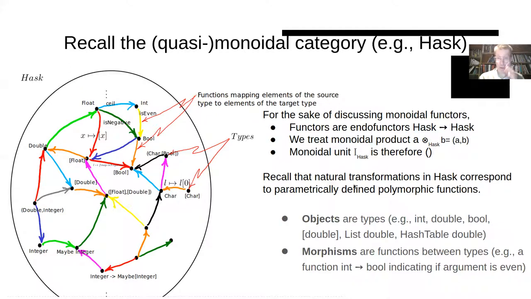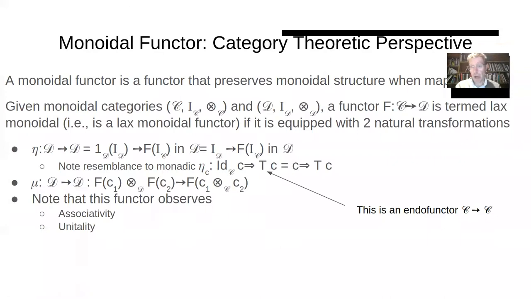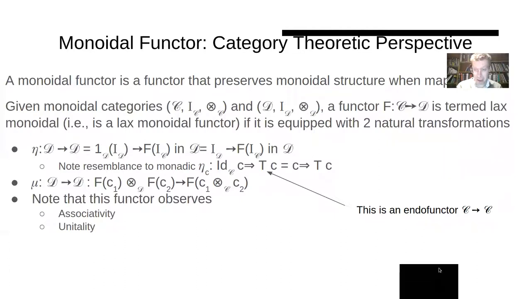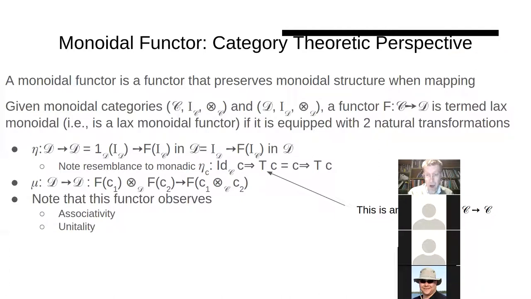And I'd ask you to further recall that natural transformations in Haskell, in a Haskell context, are equivalent to parametrically defined polymorphic functions, by this notion formalized in this famous paper that basically says theorems for free. Okay, so a monoidal functor here is going to be a functor mapping from monoidal category to monoidal category. It can lift functions, but it's got to be equipped with two natural transformations and observe some laws.